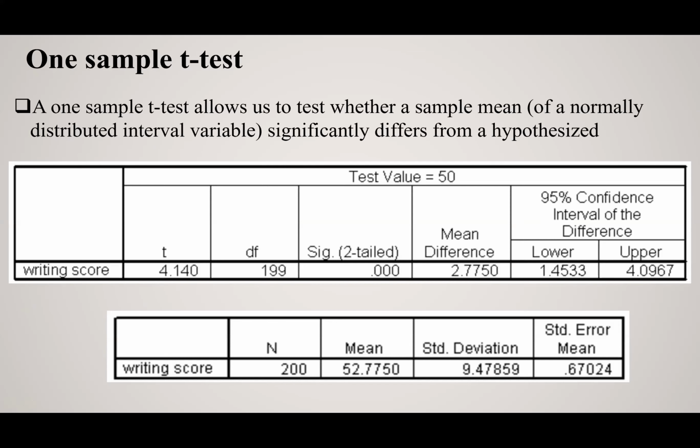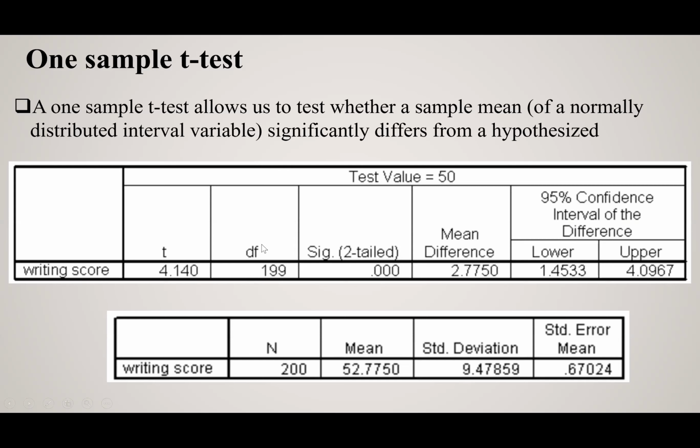A one sample t-test allows us to test whether a sample mean of a normally distributed interval variable differs from a hypothesized value. So it's an interval variable, it's continuous, it's normally distributed, and we're talking about the mean. So we have two means, the mean of the actual and the mean that we hypothesize. Are they different? So you can see the writing score, the t-test value.